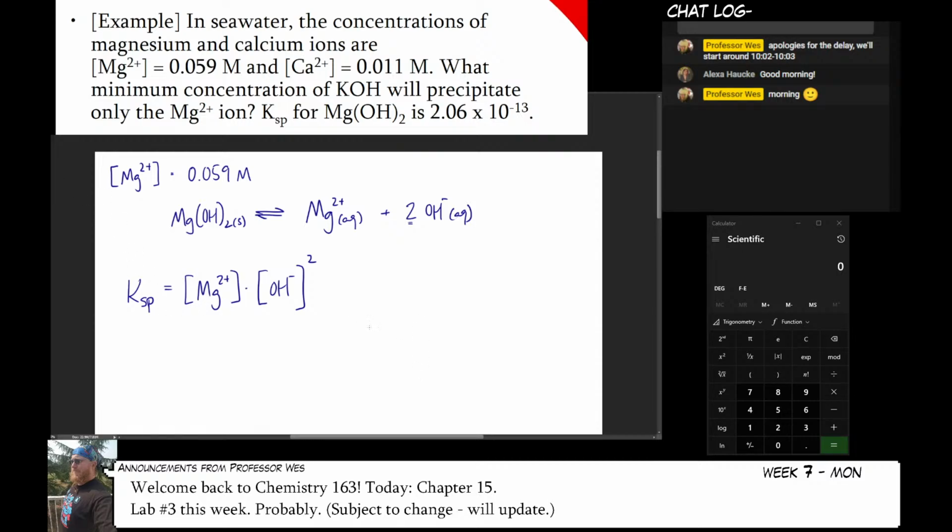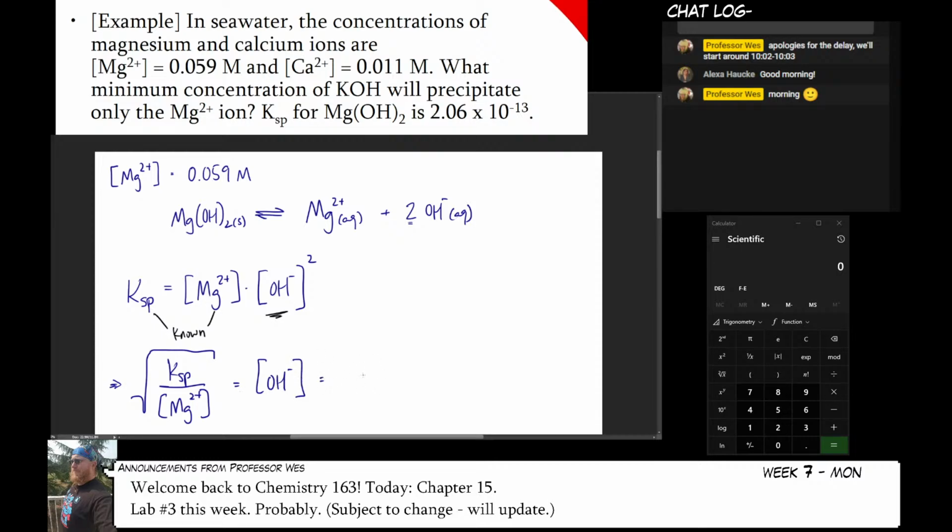Okay. Well, if I know these two, I can calculate for this one. Whatever number I get must be the minimum number to make this product equal Ksp. If I use a number bigger than that, then Q is greater than Ksp, and this precipitate will form. So we're going to solve for hydroxide. Ksp divided by the amount of magnesium I have, and then we'll square root the whole thing, would be the amount of hydroxide I have.